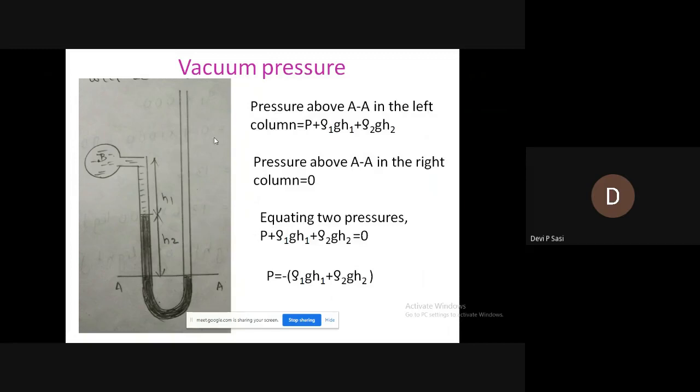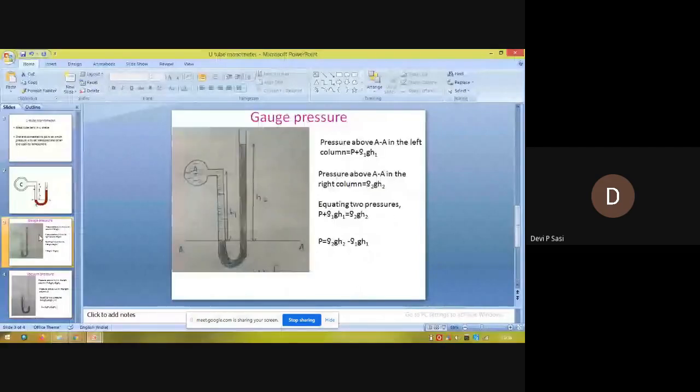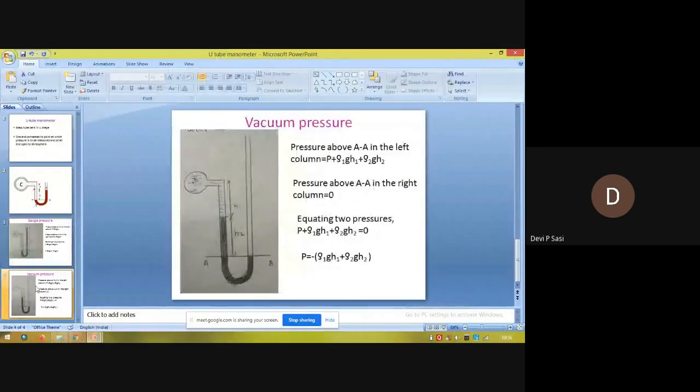Then equate the two pressures, as we did earlier. On equating, P plus rho 1 GH1 plus rho 2 GH2 is equal to 0. Then P is equal to minus of rho 1 GH1 plus rho 2 GH2. That is the vacuum pressure. So you should be clear with both cases: one is gauge pressure and the second one is vacuum pressure. Okay, thank you.